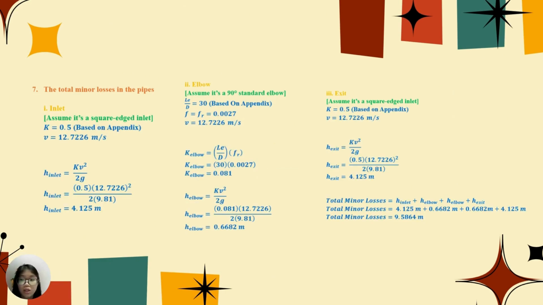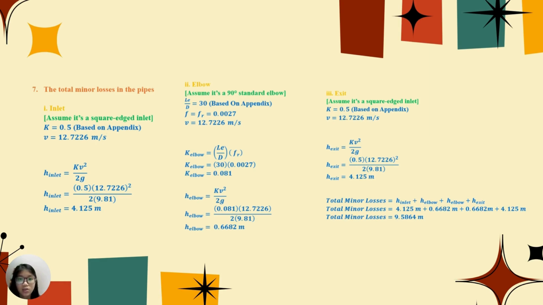The last question is the minor loss of the pipes. We assume we have the inlet loss, the two elbow loss, and the exit loss. And when we calculate the inlet loss, we assume that it is a square edge inlet. Then we get 4.125 meter.